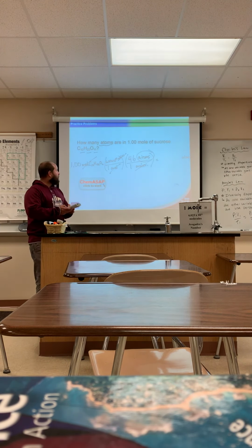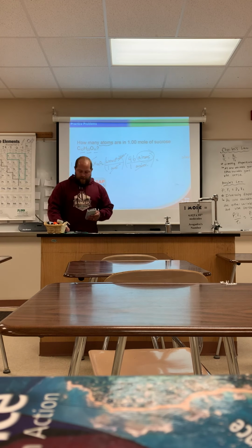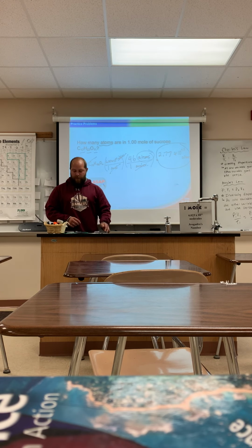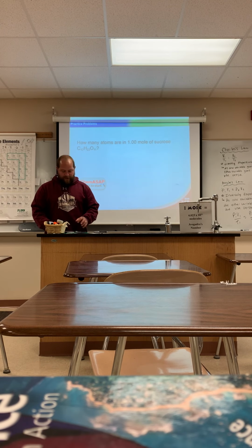All right, so then you're going to multiply straight across again. So 1 times 6.02 times 10 to the 23rd times 46. And we're going to have 2.77 with 3 sig figs, 2.77 times 10 to the 25th atoms. So there it is. 2.77 times 10 to the 25th atoms. Kind of another fun calculation for us.